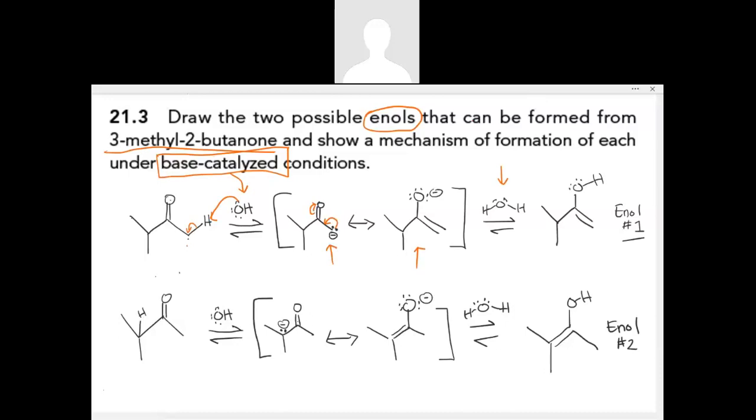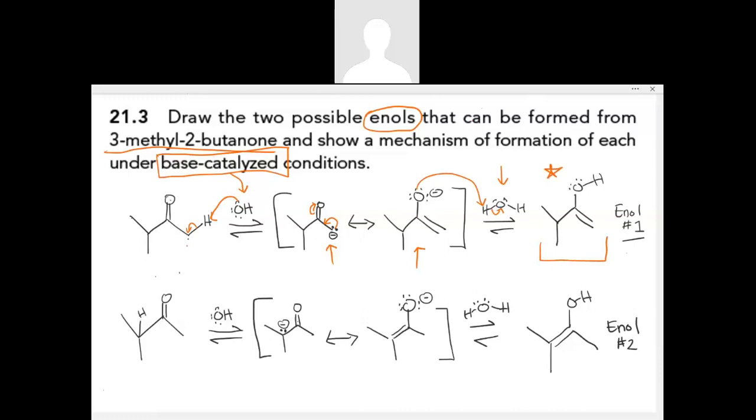And then from there, in the second step of the mechanism, remember we're in base catalyzed conditions, so water will act as our acid. One of these lone pairs will grab that proton, regenerate some hydroxide here, and we will have successfully protonated our enol and generated this first structure that I've designated as enol number 1. So there's the first mechanism and the first product.